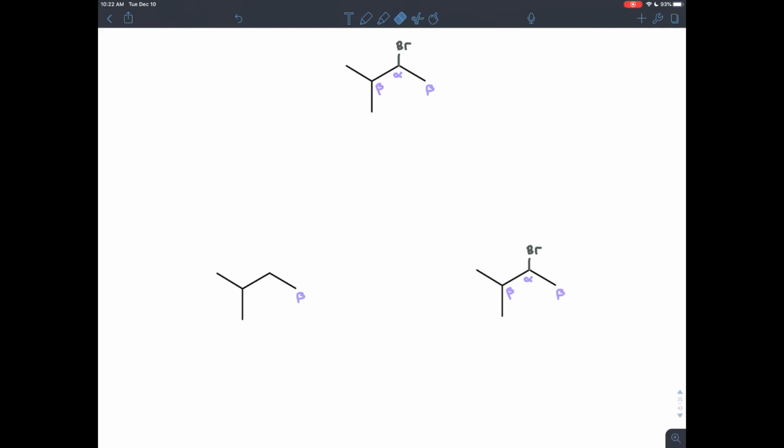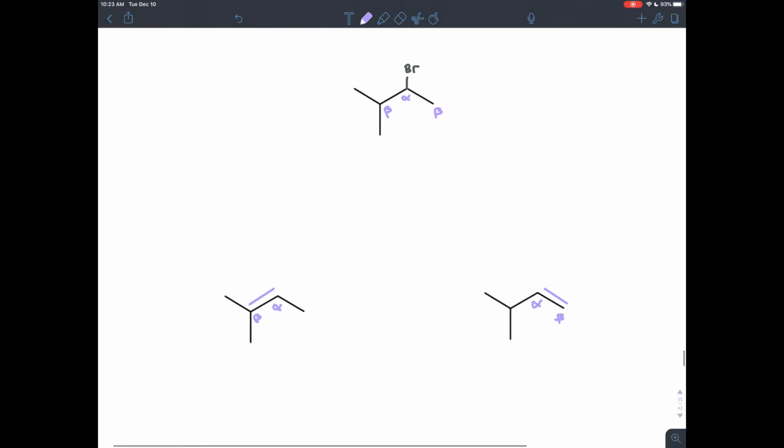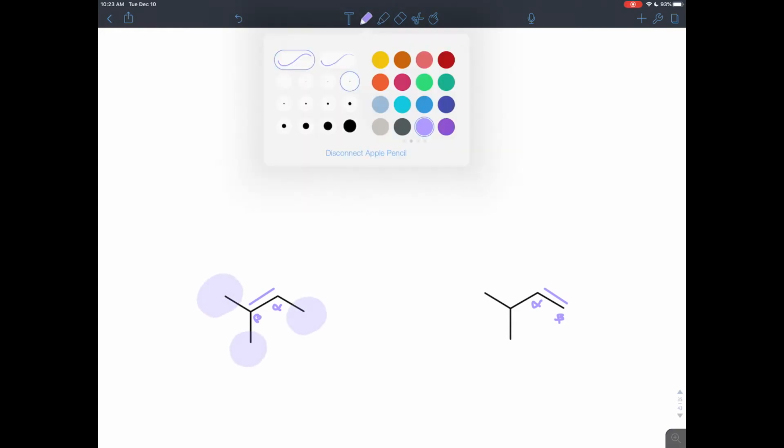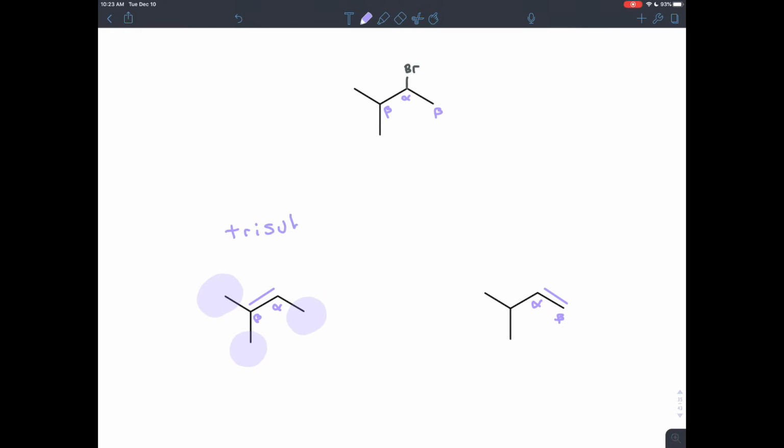So you could either eliminate the bromine and create the pi bond to the beta carbon on the left, or you could eliminate the bromine and form the pi bond to the beta carbon on the right. Because we have two beta carbons, there are two possible places where you can form that pi bond. If you look at the carbon on the left, the carbons in the double bond are bonded to 1, 2, 3 carbon chains, so that's tri-substituted. If you look at the carbon on the right, the carbons in the double bond are bonded to just 1 carbon chain, so that is mono-substituted.